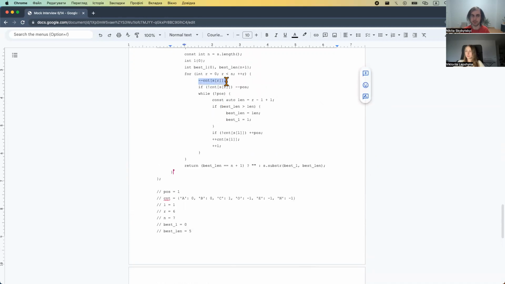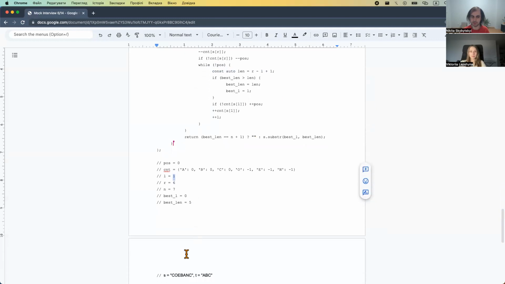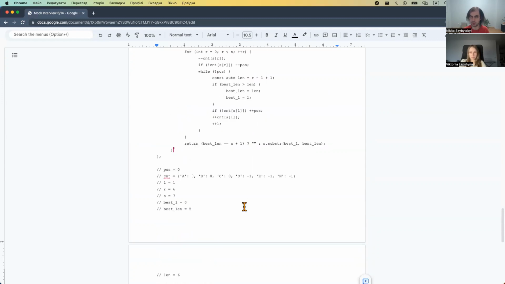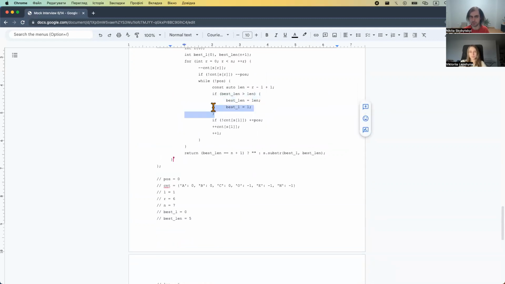The way we add it, we first decrement the frequency, then we check, is it 0? It is 0, so pos is now 0. We go into the while loop. Length equals 6 minus 1, 5, plus 1, 6. So it's actually not good enough, because we now have this string, O, E, B, A, and C. Right? It's too long. We don't update this.